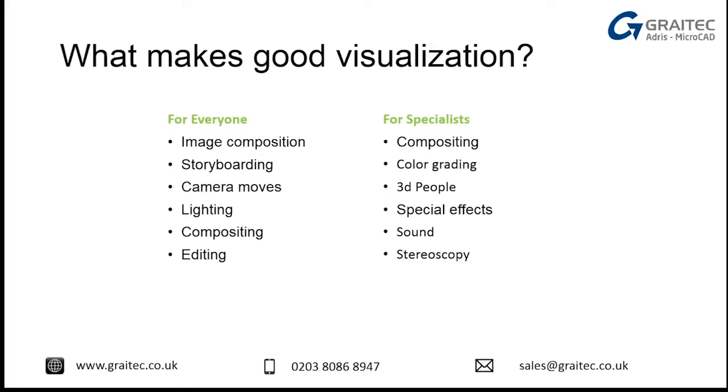Okay, so I've got here, it says for everyone, and it's a list of the old tools. So this is for everyone. We would say good composition, just like a good photographer, yeah? Storyboarding it, understand what it is you're trying to create. How do we create our camera moves? What lighting do we want? How do we actually get the lighting correct? Even to the point of compositing and editing the images and the animations at the end of it as well. Now, the list bit says for specialists. I've got compositing there, color grading, adding 3D people.